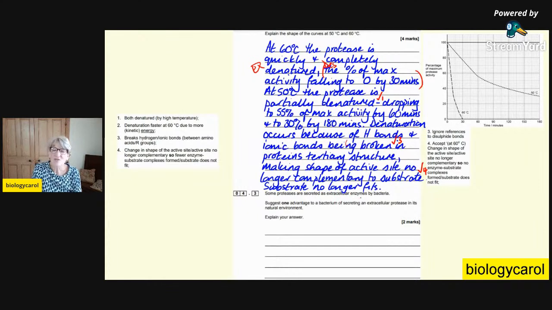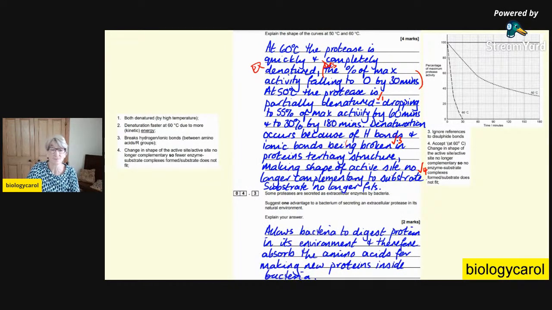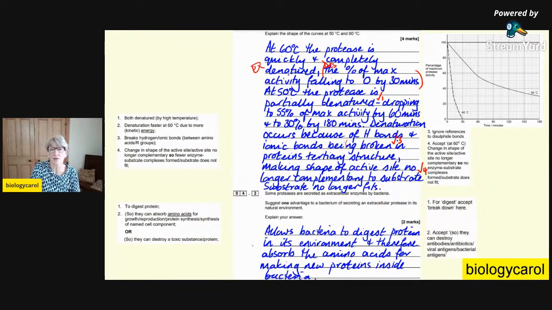Proteases are secreted as extracellular enzymes by bacteria. What is one advantage to them having extracellular enzymes? Well, it means they can digest proteins in their environment and therefore absorb the amino acids so that they can build up. So why is that an advantage? Because that means they can then build up their own proteins from the amino acids that they've absorbed. So I got the one mark to digest the protein.